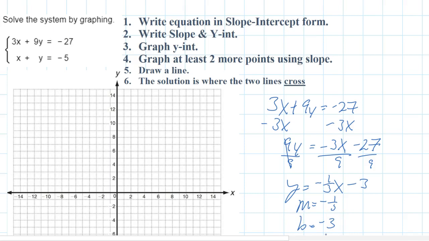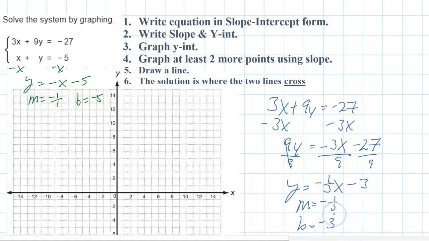Now we need to do the same thing with the other problem. It's a little bit easier. All I have to do is move the x over. That gives me y is equal to negative x minus 5. Make sure you write your slope and your y-intercept. My slope is negative 1 over 1, and my y-intercept is equal to negative 5.